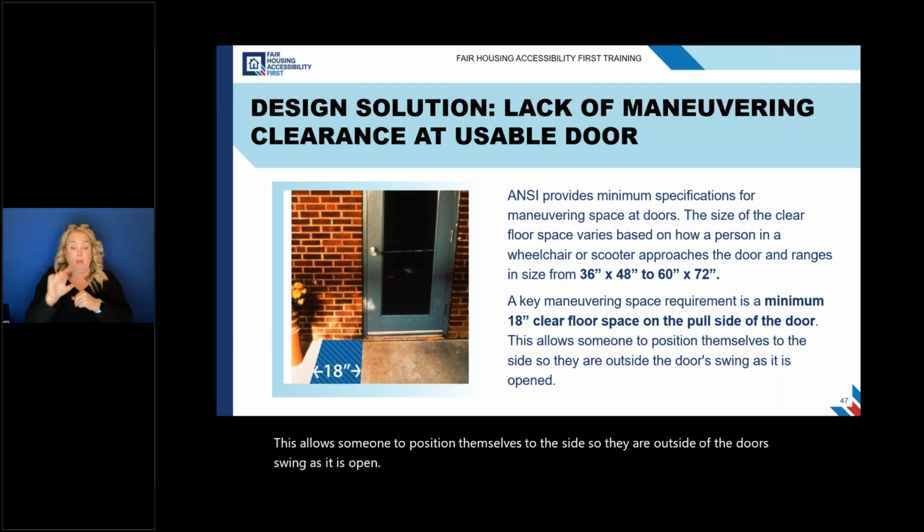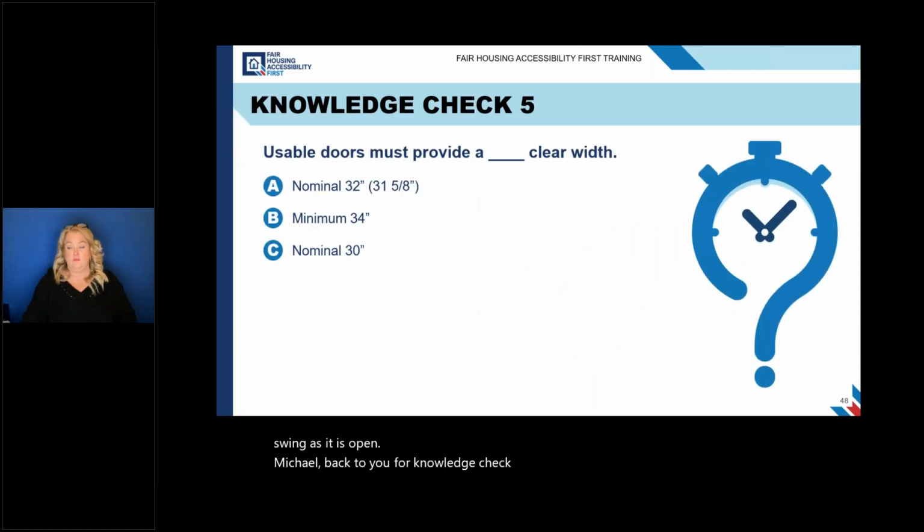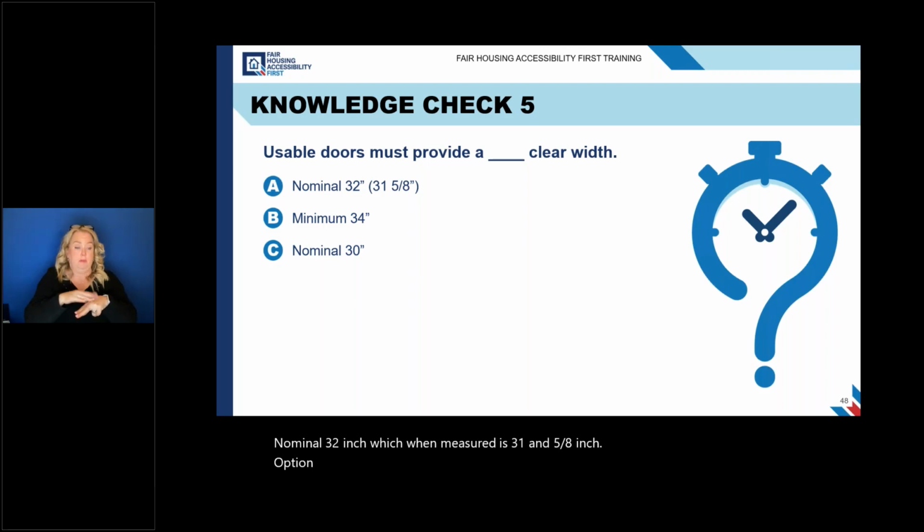Michael, back to you for Knowledge Check 5. Thanks, Crystal. Knowledge Check 5 reads, usable doors must provide a blank clear width. The first option, nominal 32 inch, which when measured is 31 5/8 inch. Option 2, minimum 34 inch. And the third option, nominal 30 inch. So go ahead and launch this poll.